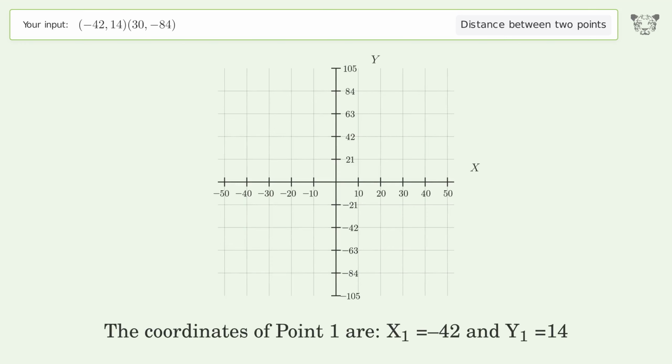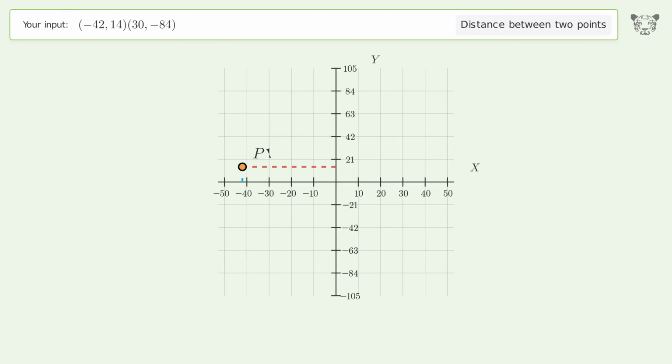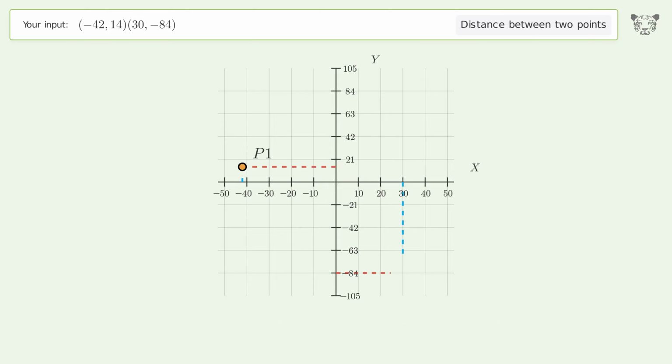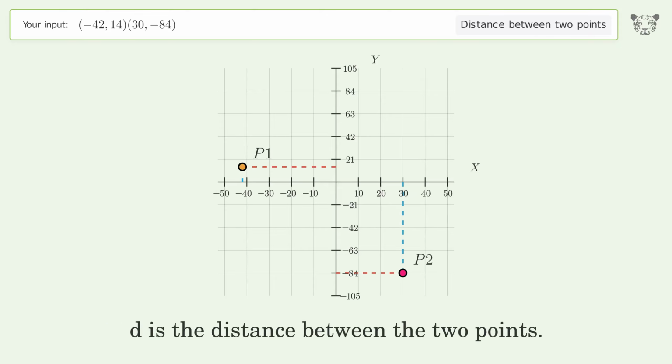The coordinates of point 1 are x1 equals -42 and y1 equals 14. The coordinates of point 2 are x2 equals 30 and y2 equals -84. D is the distance between the 2 points.